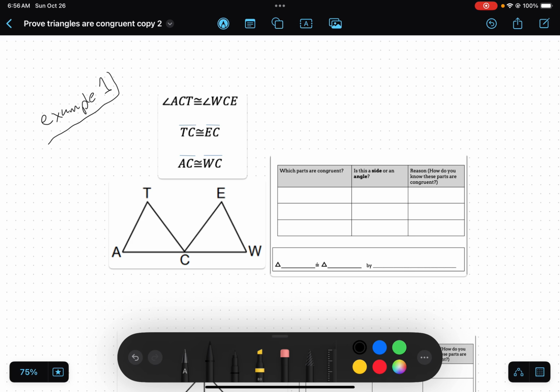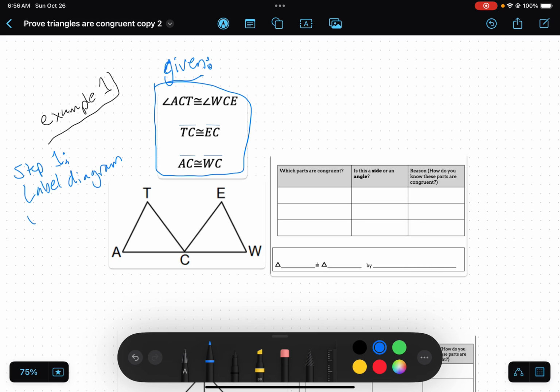So example 1, here's the given information. This box is all the given information. That's what's called our givens. This is what they're telling us. And then here's our diagram. Step 1, we're always going to use the givens to label the diagram. So, label the diagram using given information.